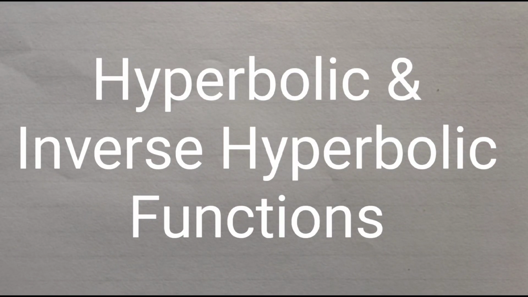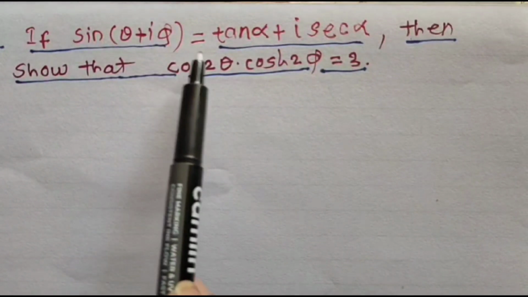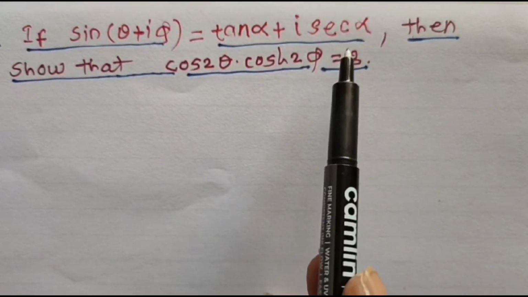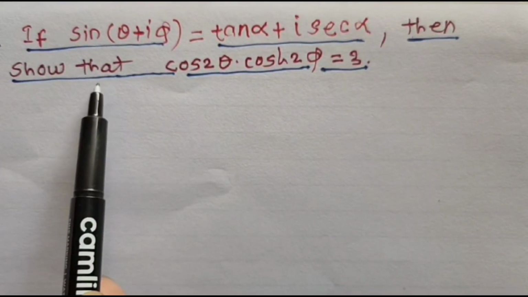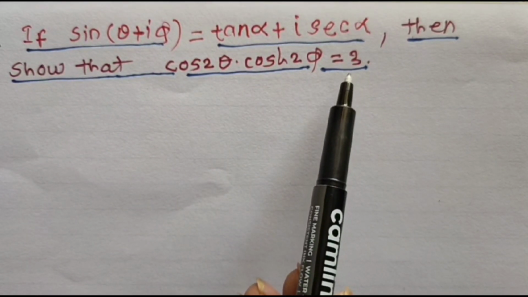Hello everyone. Today we have to solve problems on hyperbolic functions. This is sum number 1. If sin(θ + iφ) = tan α + i sec α, then show that cos 2θ · cosh 2φ = 3.